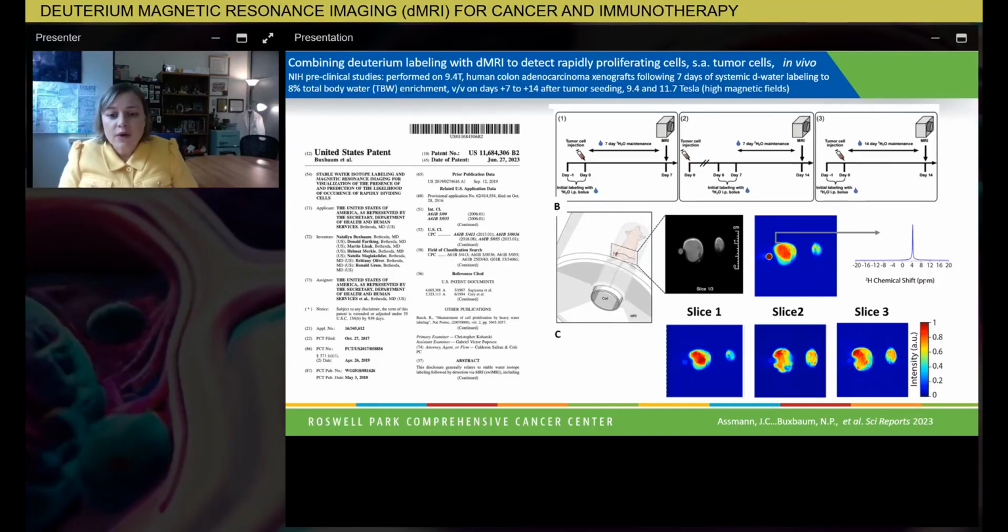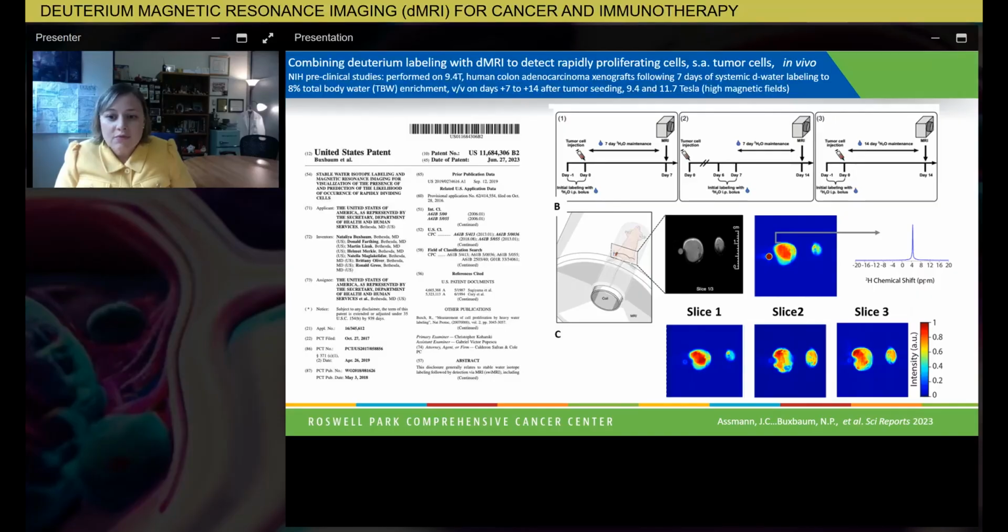What it involved was we provided deuterated water systemically to a mouse that had been tumored with pancreatic cancer cells from a human being. Actually, in this one, the one I'm showing you here on the slide is from colon cancer, human colon adenocarcinoma. So it's an immunodeficient mouse in which we've implanted a tumor, and you can see that in the depiction in panel C. And then we provided the drinking water to the mouse for 7 days while the tumor was growing.